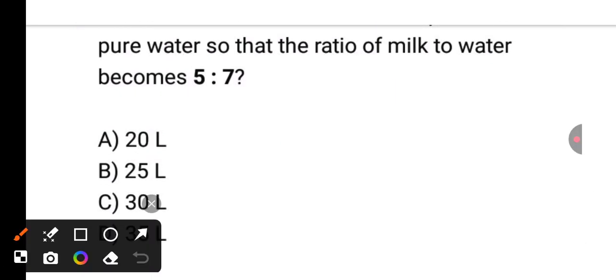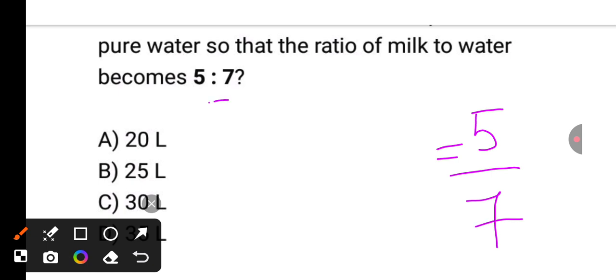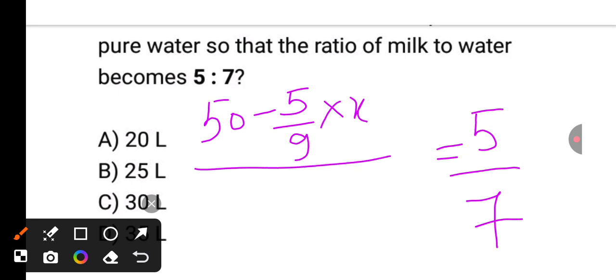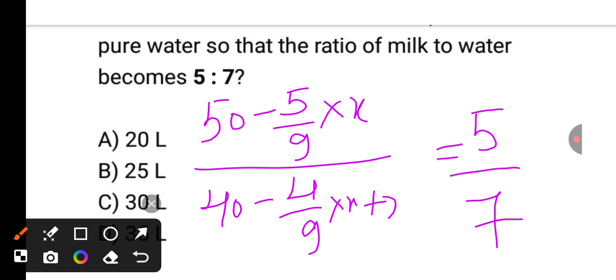Now the ratio becomes, this is the final ratio: 50 minus 5 by 9 into x, over 40 minus 4 by 9 into x plus x, equals 5:7. If we solve, we will get the answer. Answer this in the comment box.